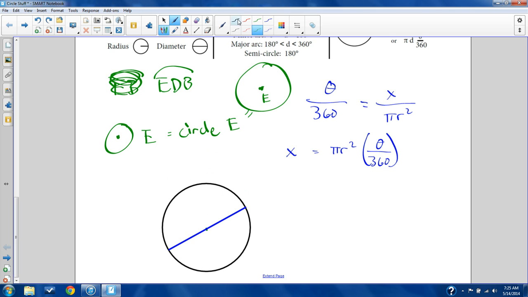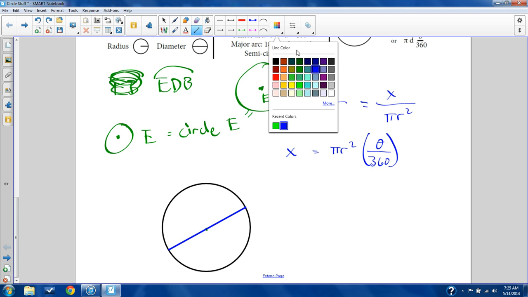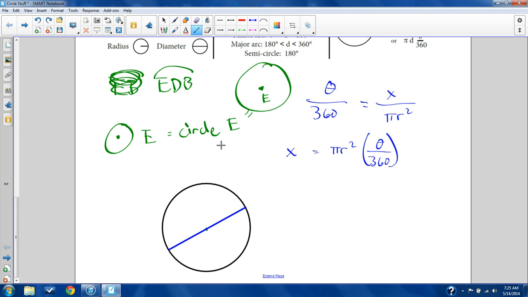So knowing that information, you might have a problem, and not like an issue, but an actual problem to solve, where they might give you an angle right here, and you might have to figure out what it is to solve all your other information. And you're like, well, shoot, I don't know. They don't give me anything. Well, they don't give you anything, but they do give you a diameter, and you know that the diameter creates a central angle of 180.